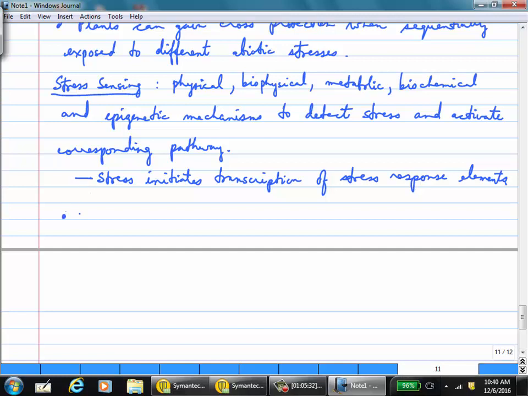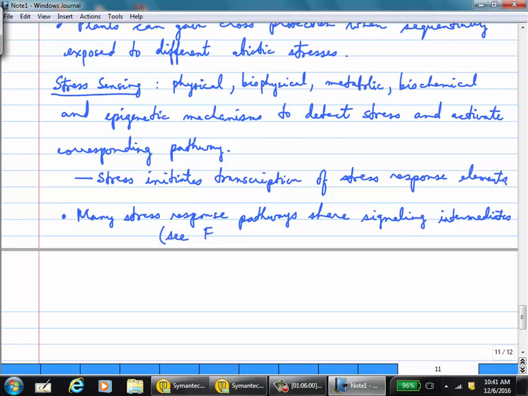Now, as I said before, many stress response pathways share signaling intermediates. And to see that, I would refer you to some figures in the book, where you'll see there are common signaling points between many of these pathways. So see figures 24.9 through 24.12. They've given the detailed diagrams for some of these stress signaling pathways.